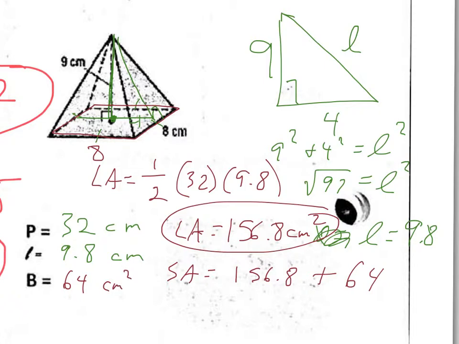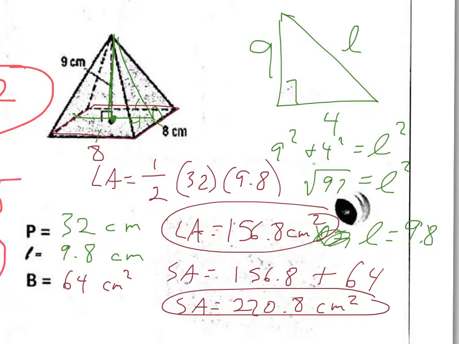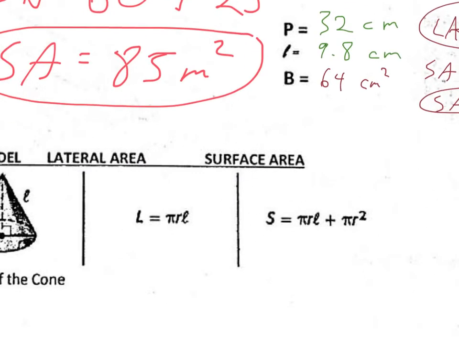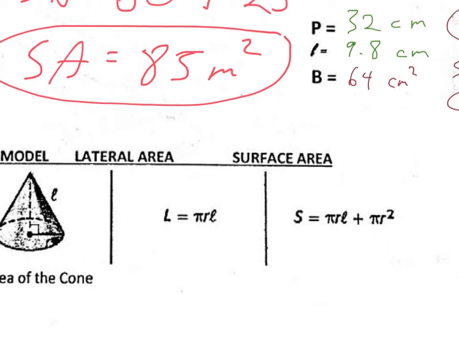When you add 64 to 156, you end up with a surface area of 220.8 centimeters square. All right, now how does that relate to a cone? Well, here's the formula for a cone.